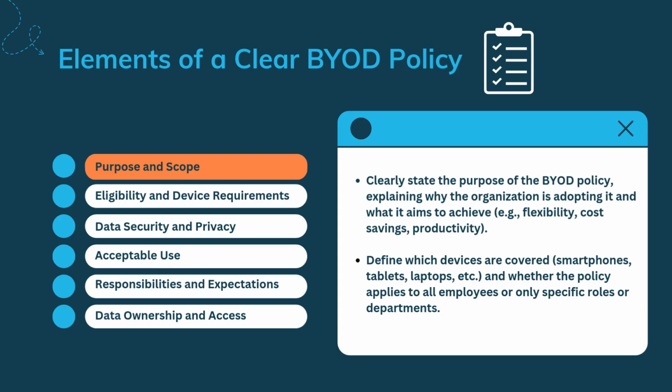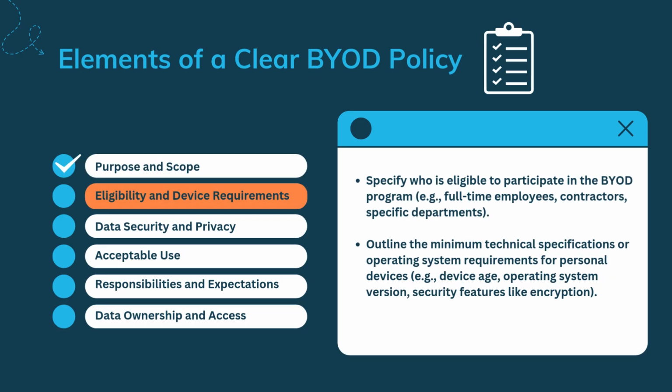A BYOD policy should start by detailing the purpose and scope. The purpose of the BYOD policy is to clearly explain why the organization is going down this route, like offering more flexibility, saving on cost, and boosting productivity. It's also important to outline which devices are included in the policy, such as smartphones, tablets, or laptops, and whether it applies to everyone in the company or just certain teams or roles.